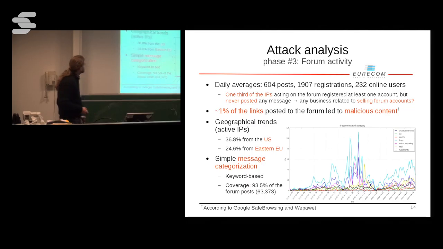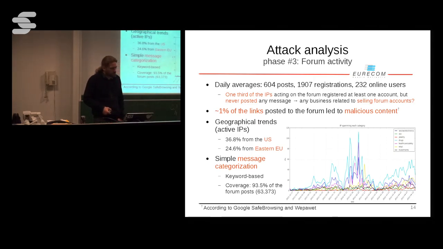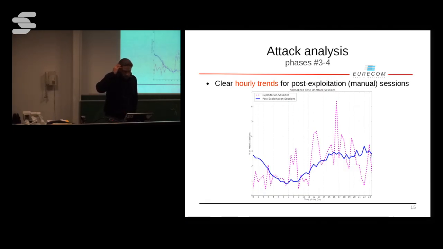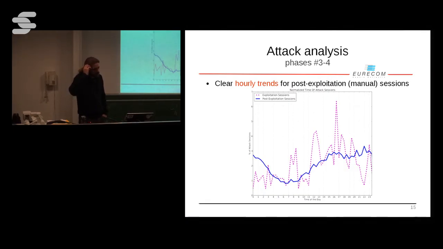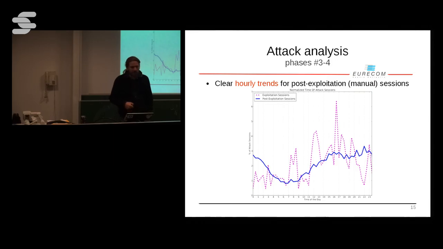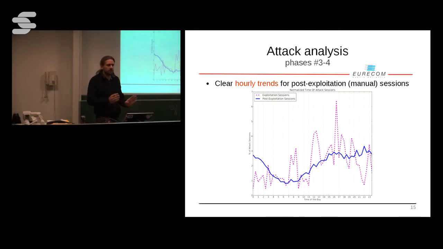So the geographical trends of the IP addresses: 36% in the US, 24% in Eastern Europe. So for the attack analysis, we were able to find a correlation of the manual attacks with the time of the day. We synchronize with the time zone we expect from the attacker. So we corrected a bit. And we see that those guys work in the day as well, and a bit in the night, but then really early in the morning, they seem to sleep as well.